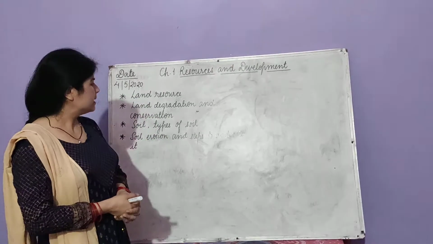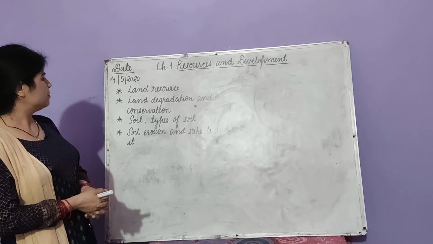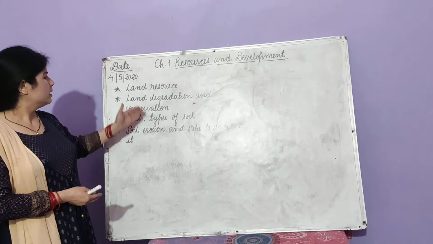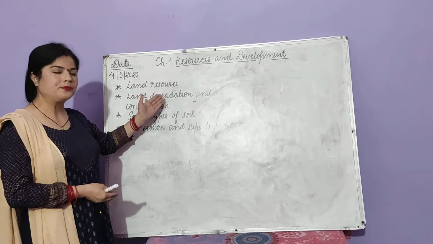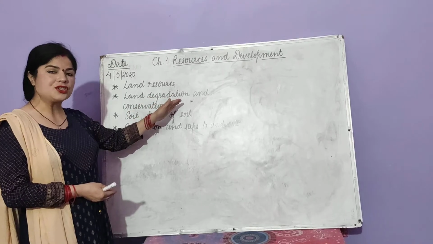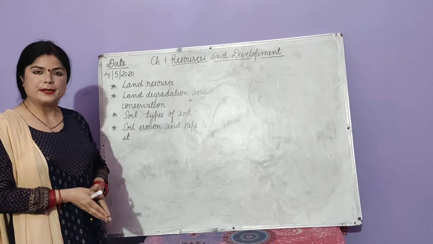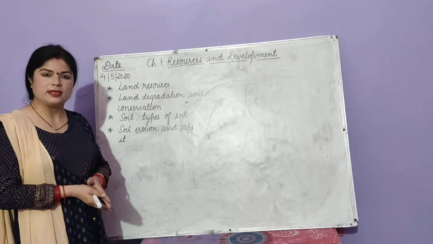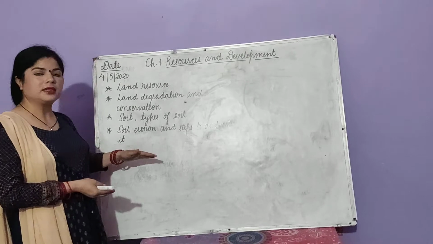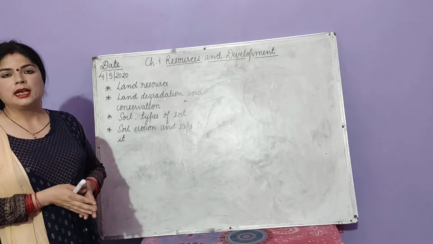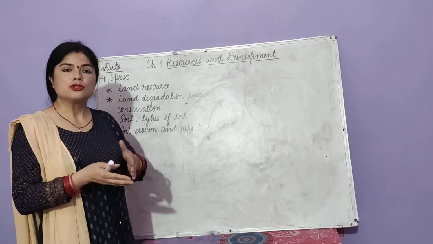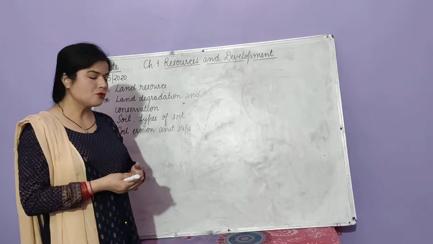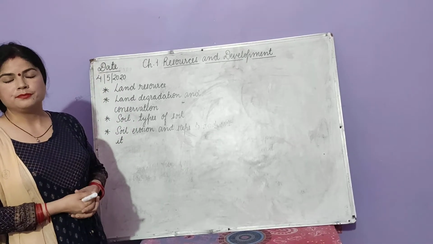Now, in this session, we are going to cover these subtopics. First is land resource, second is land degradation and conservation of land. Then we will discuss soil and different types of soil. And at last we will come to know what is soil erosion and what can be the different steps so that we can eradicate this problem easily, so that we can have control over this problem, soil erosion.